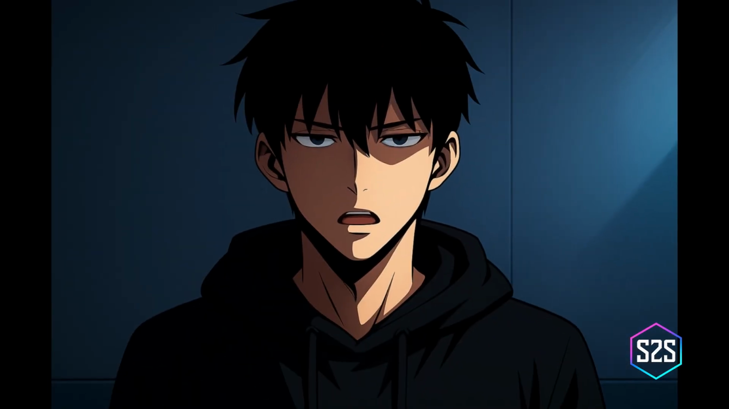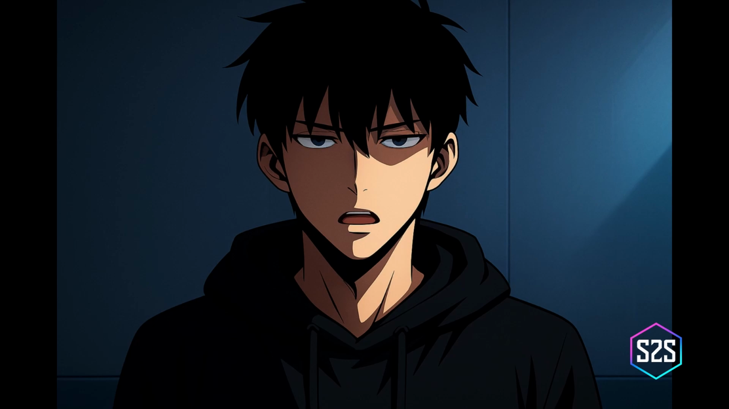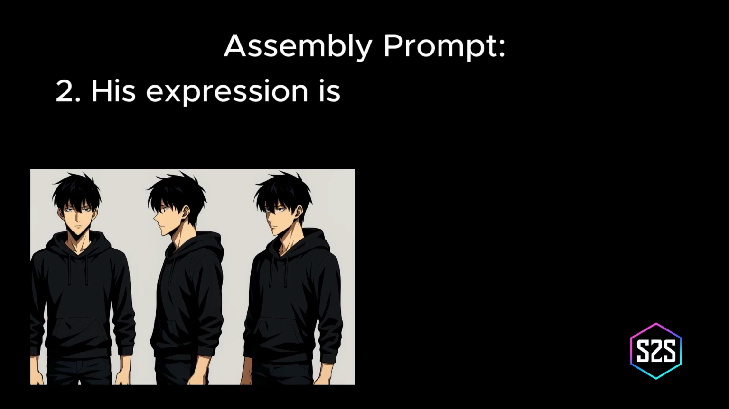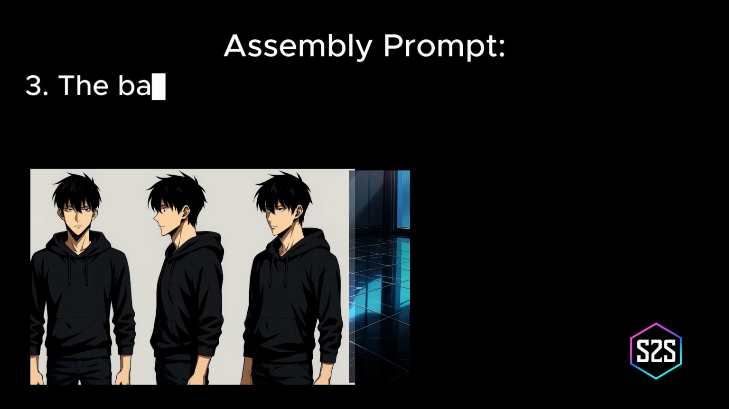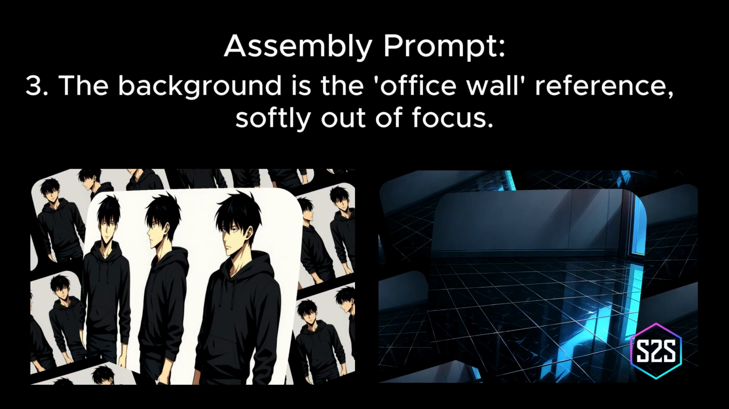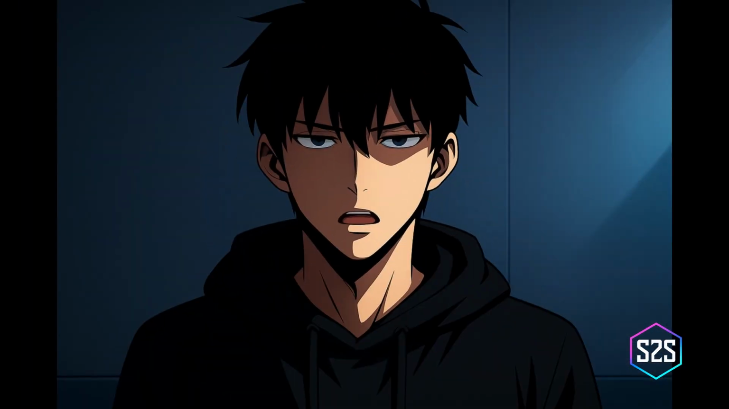Now, let's look at this shot. We're not just telling the AI a young man talking. That's a gamble. We're giving it specific director-level instructions. The prompt for this shot looks something like this. Assemble a medium close-up. 1. Use the Jin character reference. 2. His expression is unreadable and calm. 3. The background is the office wall reference, softly out of focus. We're assembling the scene from our pre-made parts.